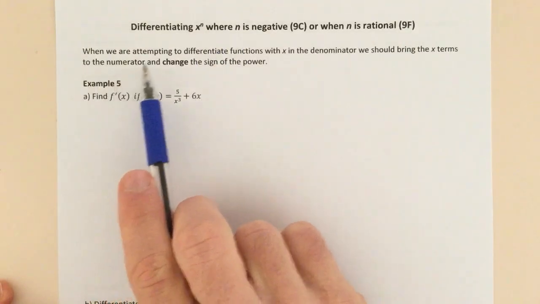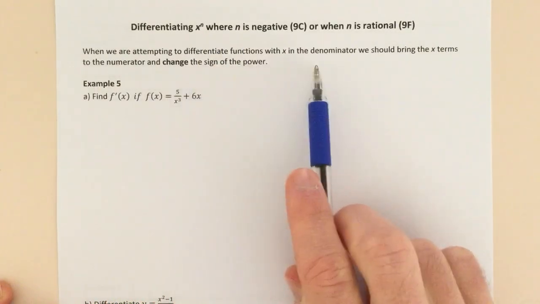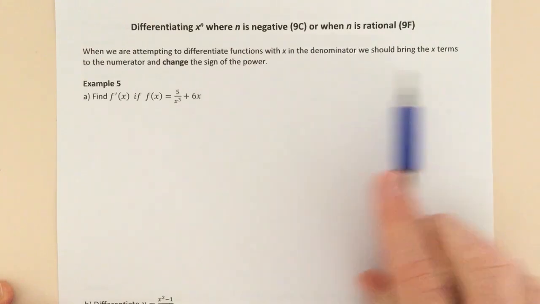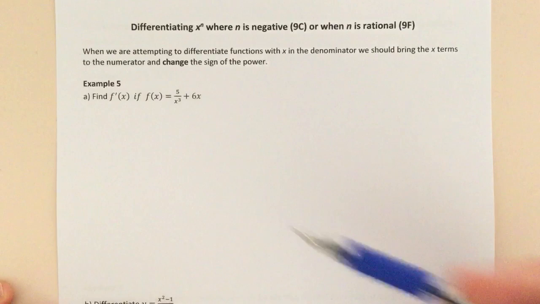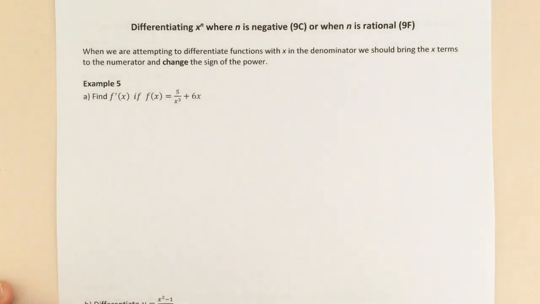Important little note here: whenever you're trying to differentiate fractions with x in the denominator, it's always a good idea to bring the x term to the numerator and then change the sign of the power. Much easier to apply your derivative rules that way. So let's have a look at this one.